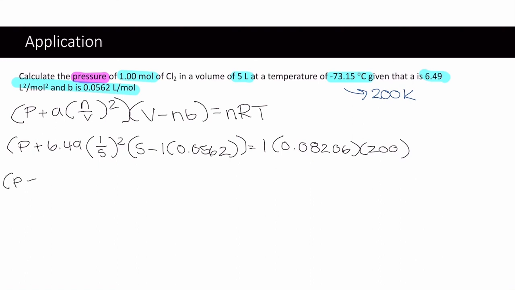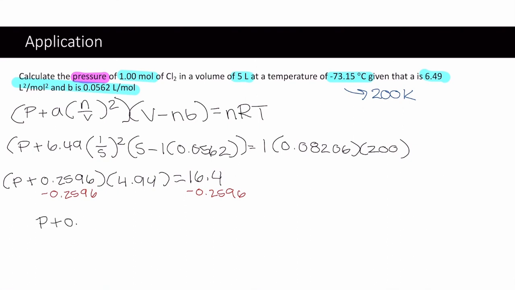So P plus 0.2596 multiplied by 4.94 equaling 6.4. Now we are going to have to subtract 0.2596 from each side of the equation. This will give us P plus 0.2596 equaling 3.32.